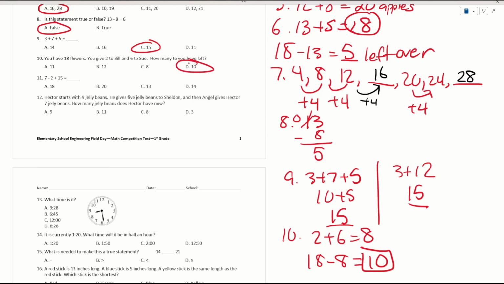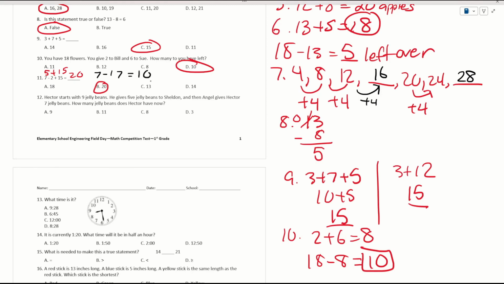Number 11. 7 minus 2 plus 15. Well, let's start with this. For PEMDAS, when we get addition and subtraction, we can start left to right. So 7 minus 2 is going to be 5, plus 15, which is going to give us 20.